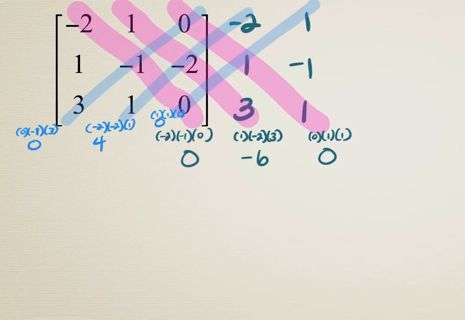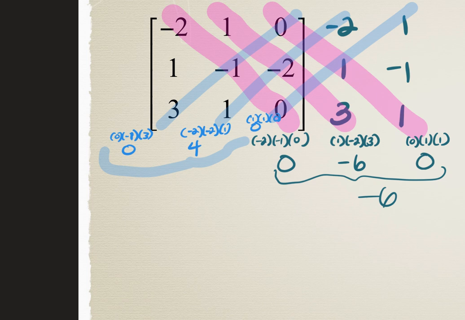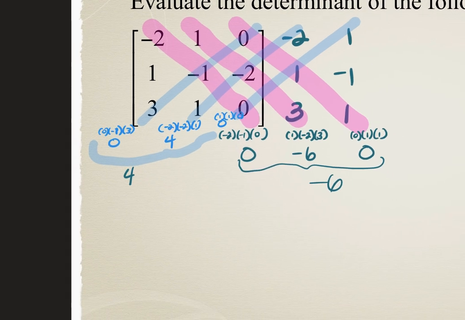Now I'm going to add all the pink diagonals, so all the ones that go top left to bottom right. I'm going to add those results together. So 0 plus negative 6 plus 0, which is negative 6. I'm going to add all the ones from the other side together. So 0 plus 4 plus 0, which is 4.